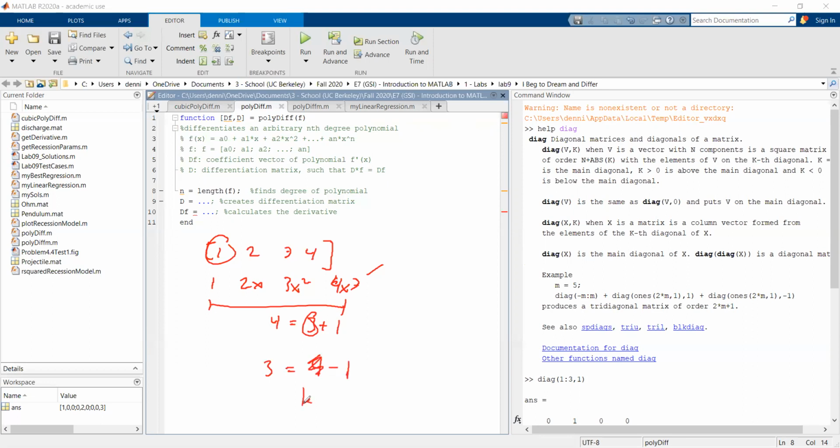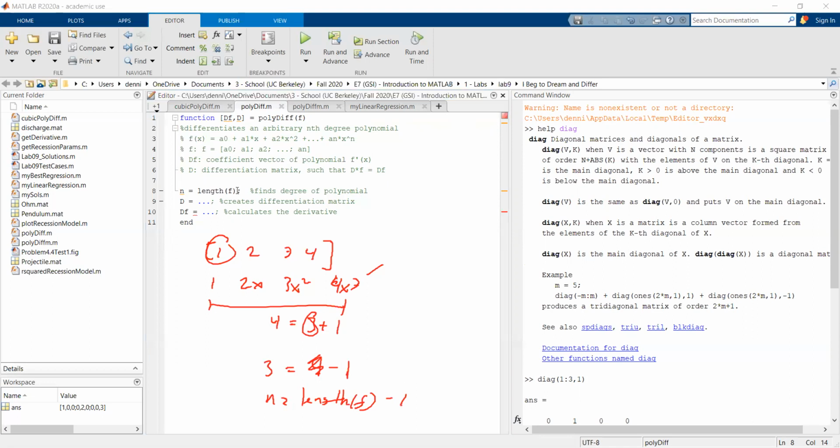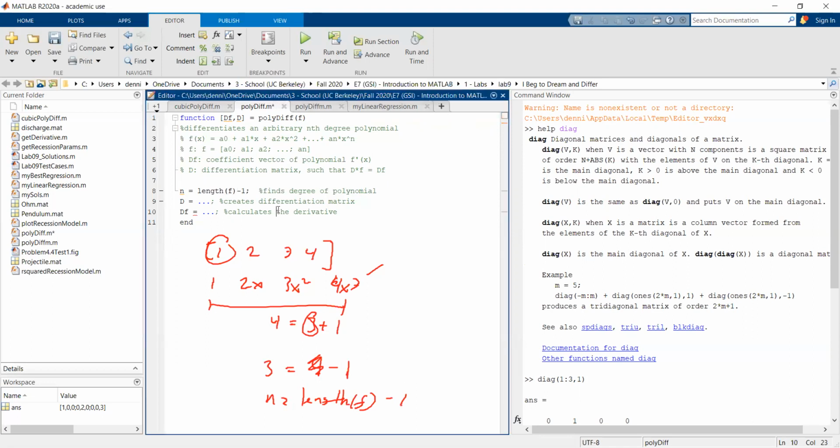So in other words, length of f is n. Well, length of f minus 1. So we need to subtract 1 actually. And if we're not sure, we can just try. Yeah, it's minus 1.